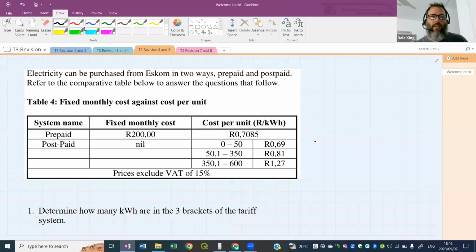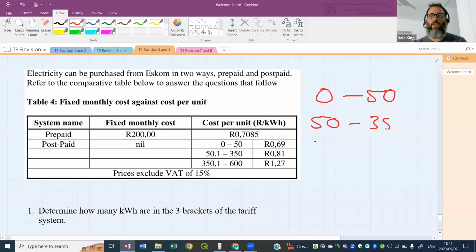Look at what they do here. The first bracket says from 0 to 50 kilowatt hours. The next bracket starts at 50,1. Can anyone tell me why they started at 50,1? That's deceiving, that comma 1 there. I've seen people make a mistake with that comma 1. Why do they do that? All right. We go from 0 to 50, and then we go from 50 to 350. Now, if you have 350, you're in that bracket and you're in that bracket.